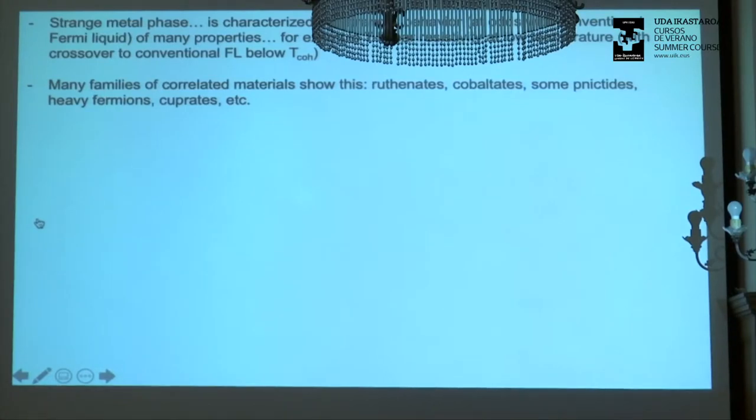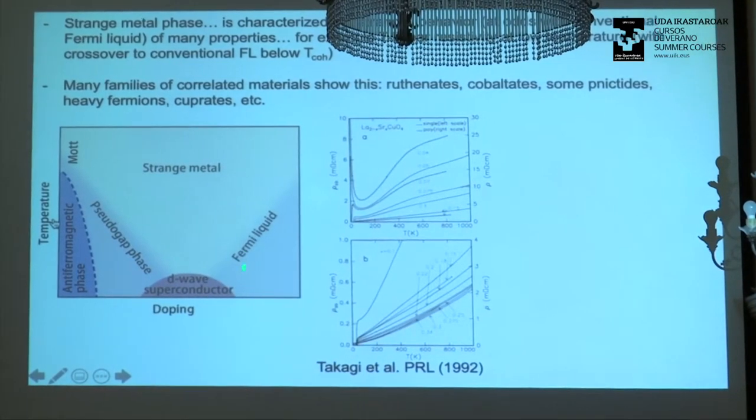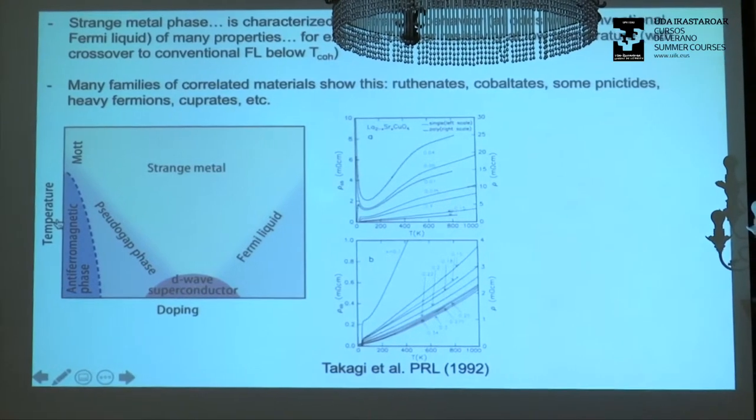In particular, at very low temperature, you would expect a quadratic behavior rather than linear behavior, and this is very strange. Many families of correlated materials show this: the ruthenates, the cobaltites, some pnictides, heavy fermions, cuprates. It's the largest piece of the phase diagram in the cuprates phase diagram, typically. This big wedge above optimal doping is the strange metal.